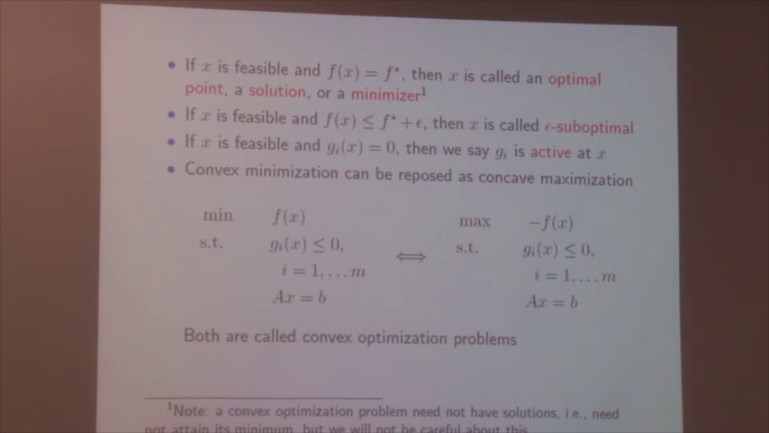A note here, just for being super careful, in this class, we're not going to worry about whether or not an optimization problem has a solution. Naturally, you can imagine that convergence rates for a particular algorithm that's trying to solve the problem will not hold if the problem has no solution. But throughout the course, we're just going to assume that the problems we're working with have solutions. Okay?